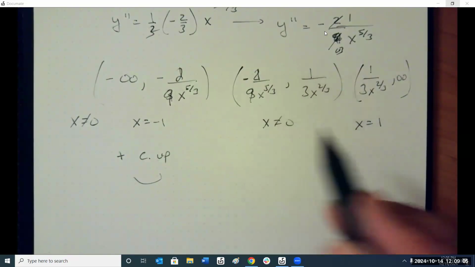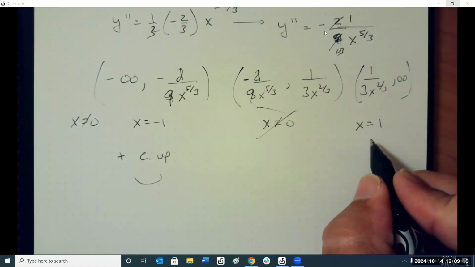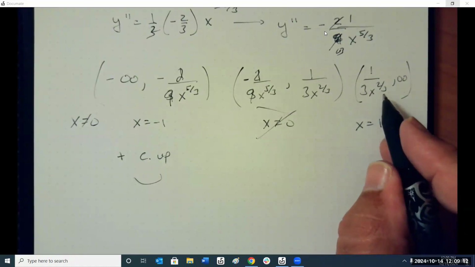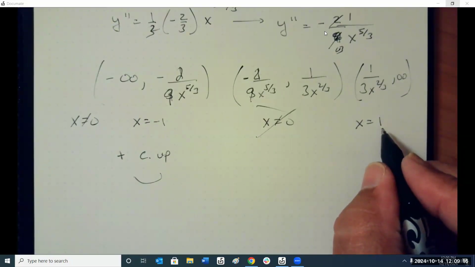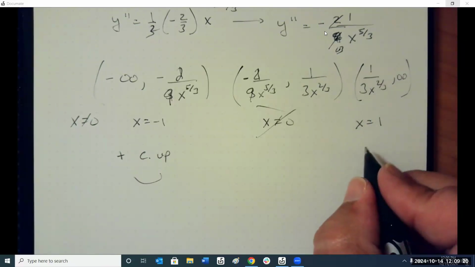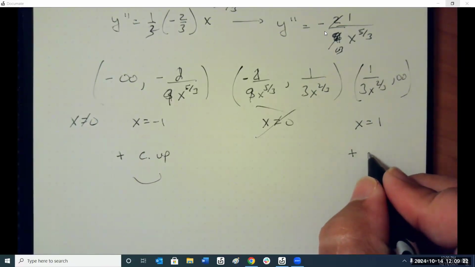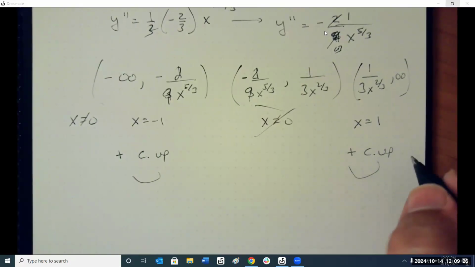We can't use 0, so now we use 1. It's going to stay positive. We got to put it in there, so it's 1/3. It's positive, so it's concave up. Oh no, hold it.